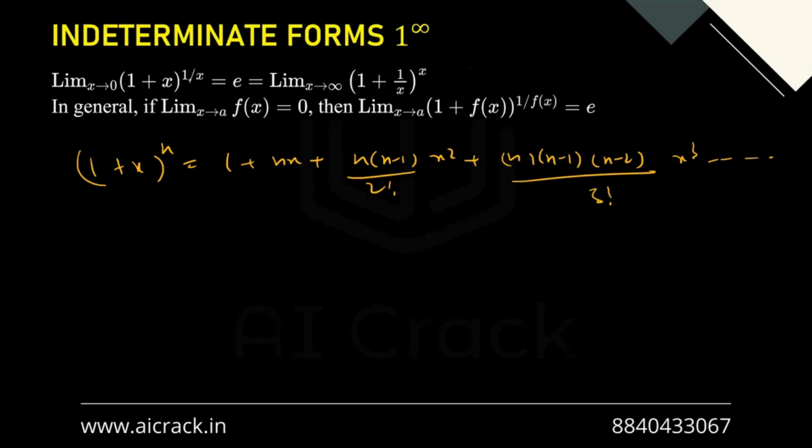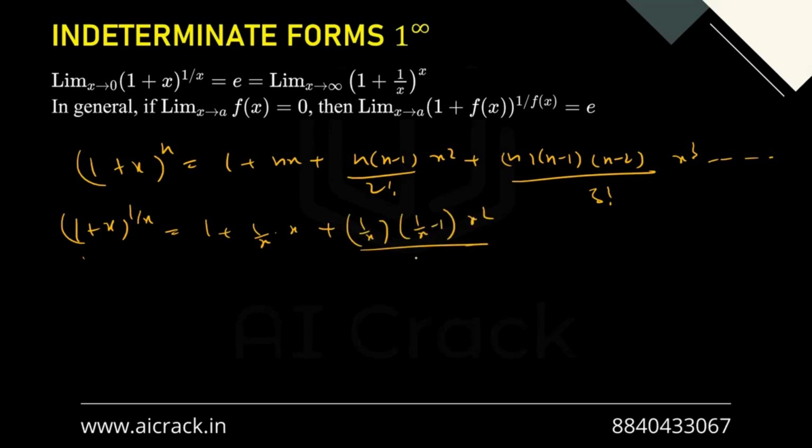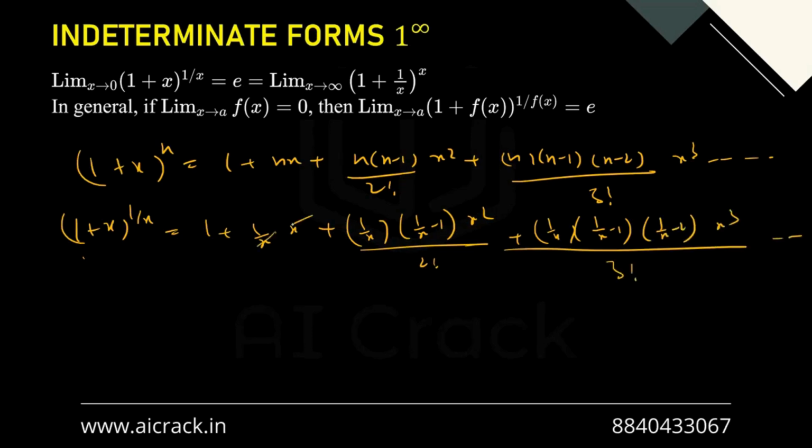Now over here we have 1 by x, right? What we can do, we can replace n by 1 by x. So this would be 1 plus 1 by x dot x plus 1 by x (1 by x minus 1) x square by 2 factorial plus 1 by x (1 by x minus 1)(1 by x minus 2) x cube by 3 factorial and so on. Okay, now this gets cancelled out.